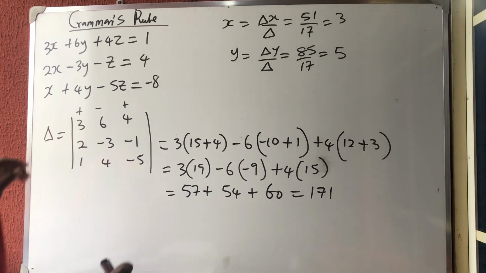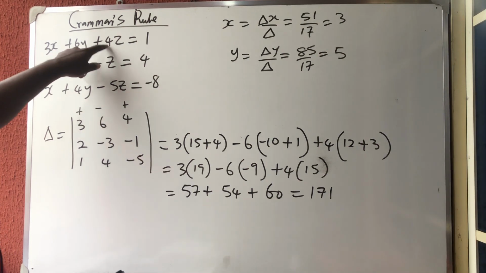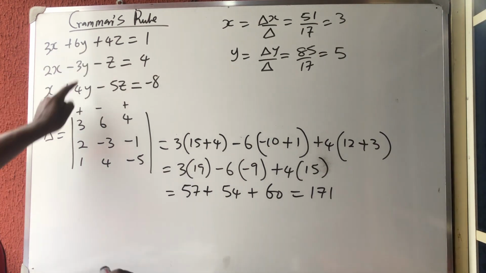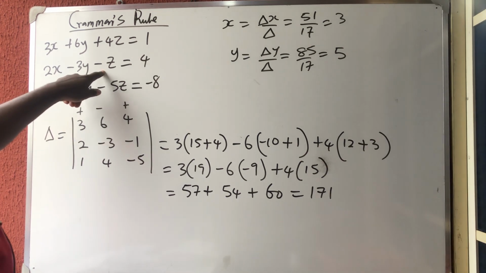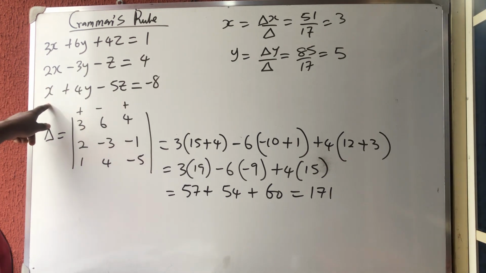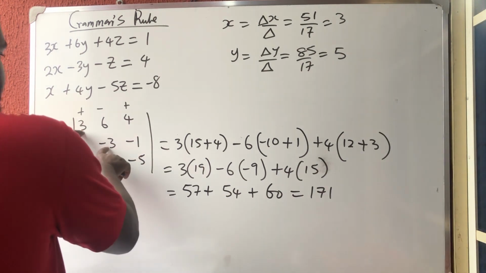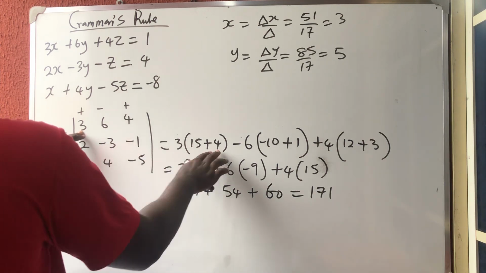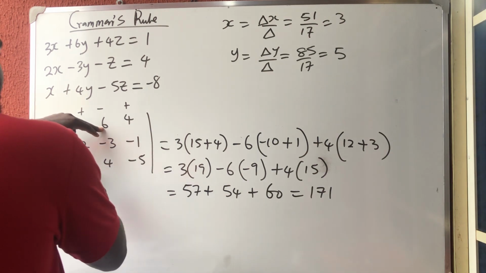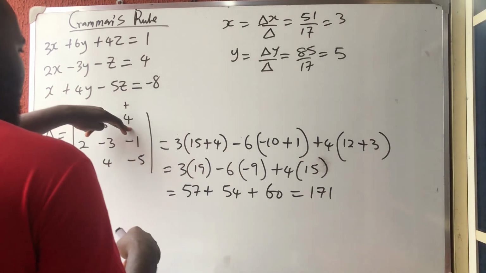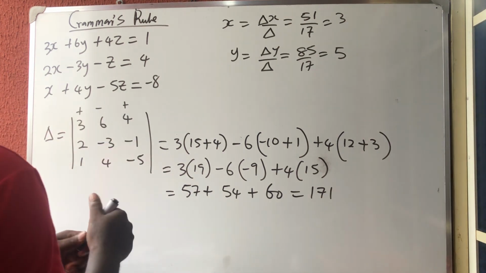Let us check. I'm picking 3, 6, 4. 2 minus 3 minus 1. 1, 4 minus 5. So let us check again. 3 times 5, 15 plus 4, correct. Minus 6. 2 times 5 minus 10 plus 1, correct. Then 4. Look at 4. There's a mistake in 4.